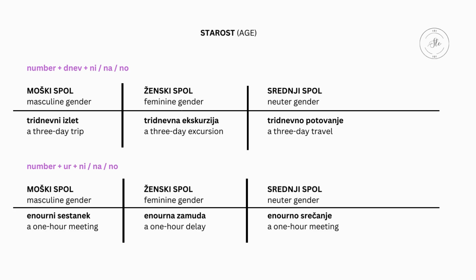In the case of hours, we first put a number, then ur, then suffix ni for masculine gender, suffix na for feminine gender, and suffix no for neuter gender. Let's look at examples. Enourni sestanek, enourna zamuda, enourno srečanje.